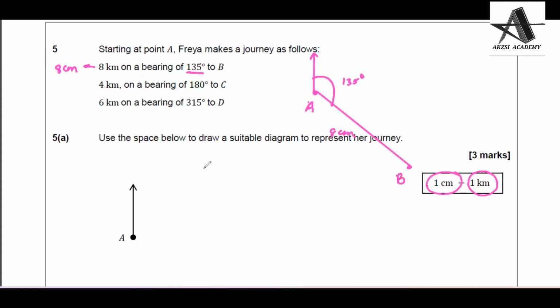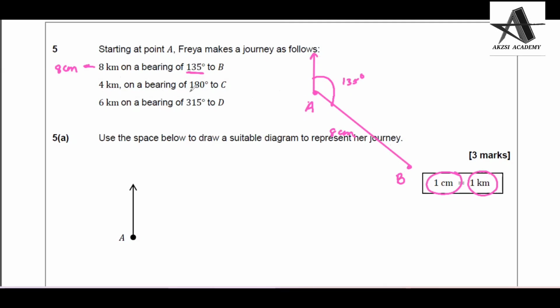I'm just repeating again, it's very important. You can get 3 marks easily if you understand this. It's not that difficult. So first thing: it says starting at point A, that means from A, draw a line pointing towards the north. And from there, you have to start moving clockwise until you reach B. This should be 135 degrees. Once you reach B, it should be 8 centimeters in length, and name it B here.